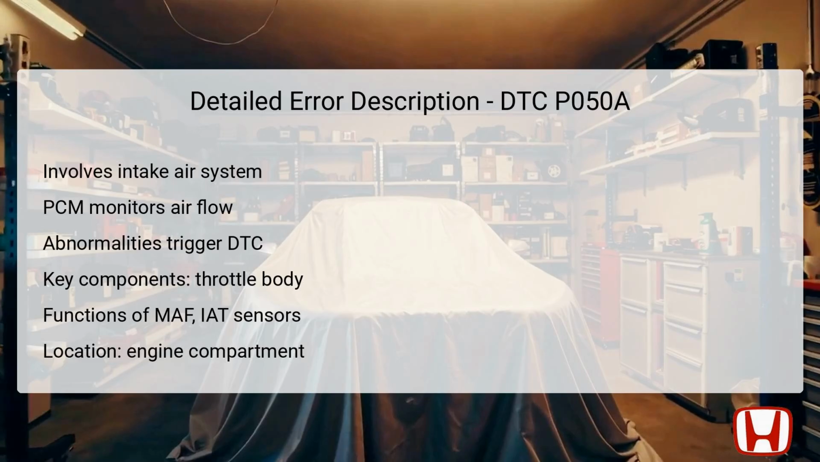This can involve various components, such as the intake air duct, which directs air into the engine, the throttle body, which regulates air intake, and the MAF sensor and IAT sensor, which measure the airflow and temperature of the incoming air. These components are generally located in the engine compartment, with the throttle body positioned directly before the engine intake manifold. Understanding this relationship is key for diagnosing issues related to this DTC.